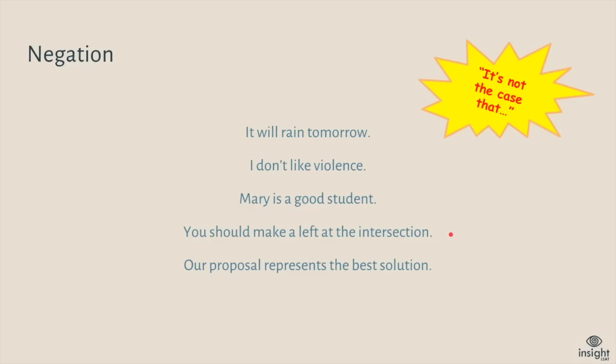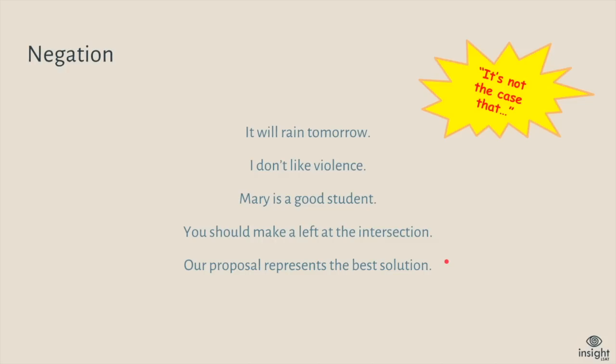Again, here, what if you're like, oh yeah, the opposite of that, you should make a right at the intersection. Well, not necessarily. It's just not the case that you should make a left. Maybe you should go straight. Maybe you should turn around. I don't know. Just don't make a left. But it's not necessarily a right. Now, of course, you could say you should not make a left at the intersection. That might be right. But you can see how trying to figure it out on the fly without using "it's not the case that" can sometimes lead you into confusing directions.